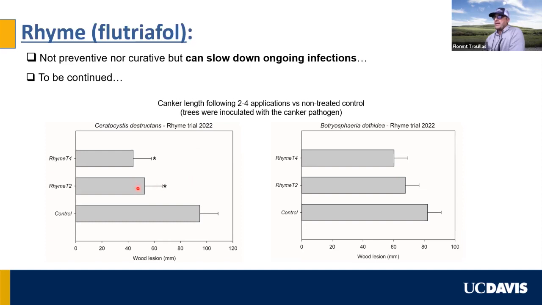What if I chemigate twice or 4 times with Rhyme during the growing season, which is a cheaper approach compared to using your spray rig? We're looking now to confirm this data, but these preliminary results are quite exciting.